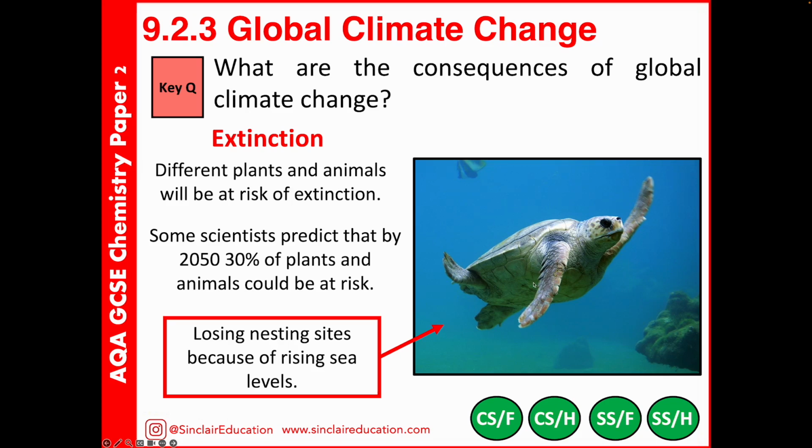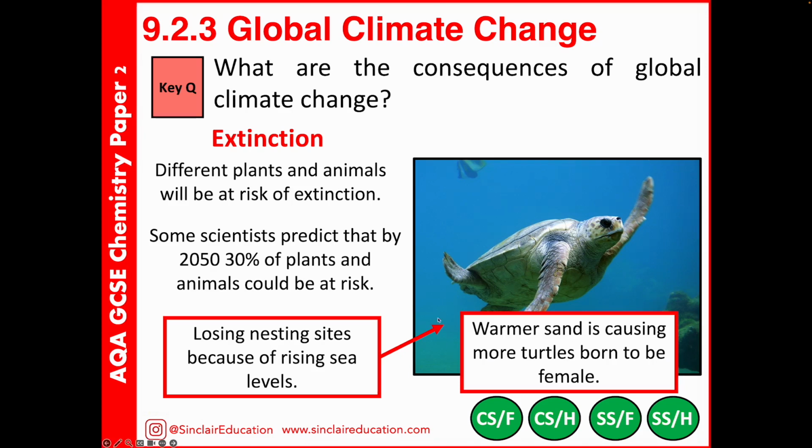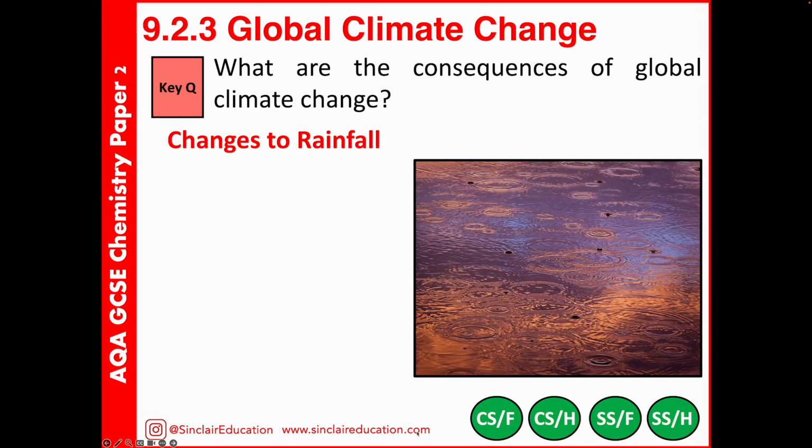Turtles, for example, are one kind of big example. They're losing their nesting sites because sea levels are rising, but also because their eggs are incubated at warmer temperatures. Their gender is determined by the temperature at which eggs are incubated at. So all the eggs currently being hatched for turtles are predominantly female. The males will be at lower temperatures, and, well, they're not at low temperatures, they're warmer. So warmer sand is causing more turtles to be born as females, while the colder sand will be causing males to be born. But because it's warmer, they're all coming up female.